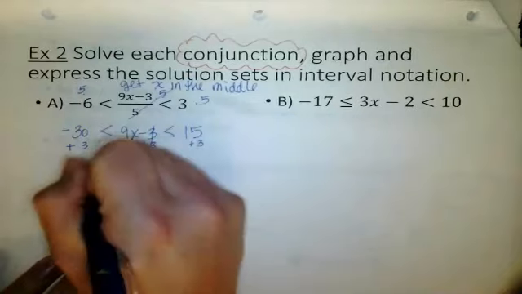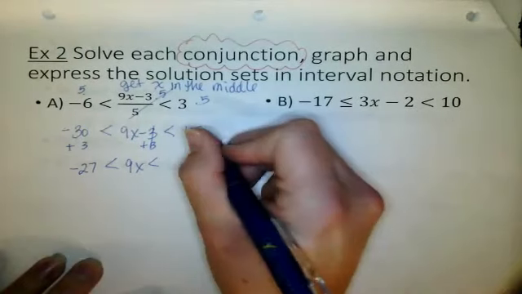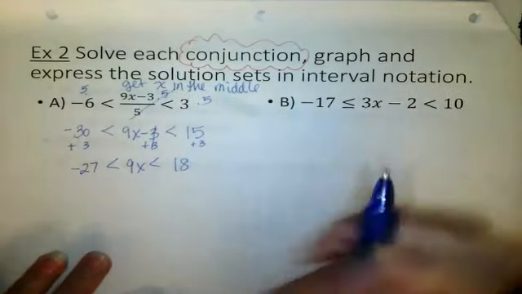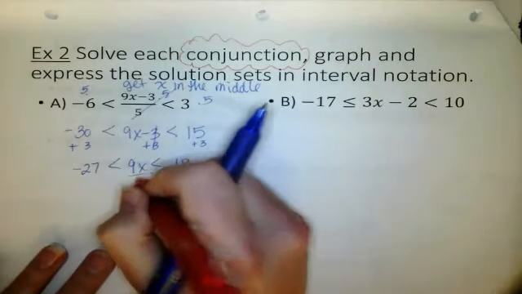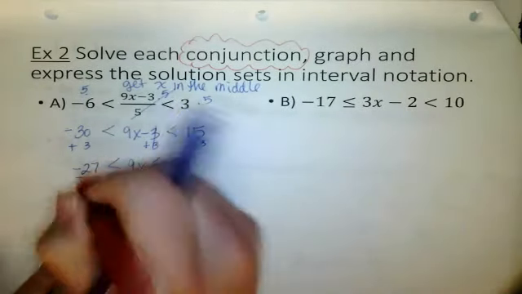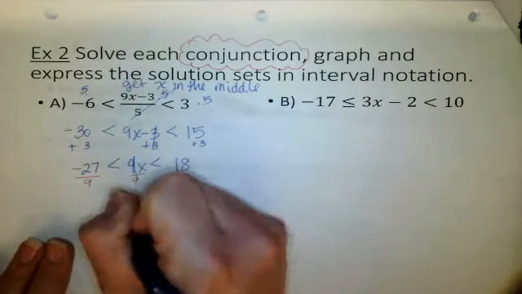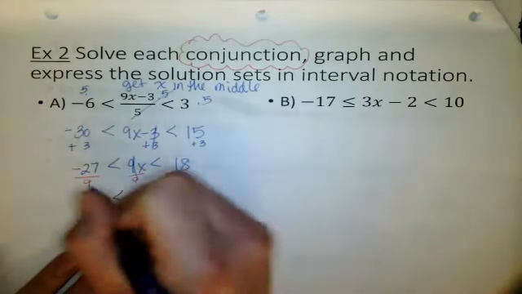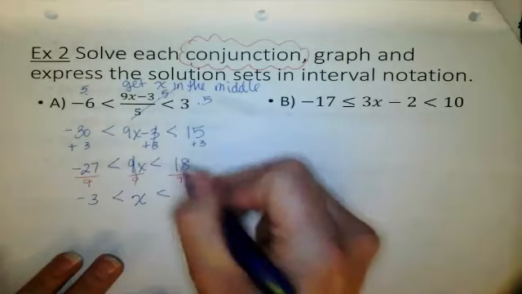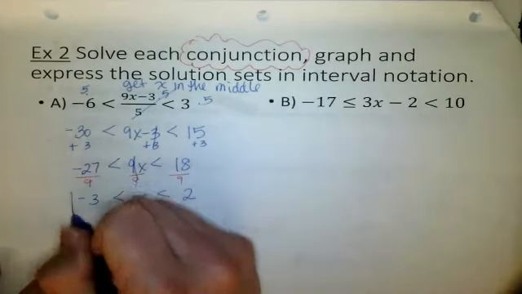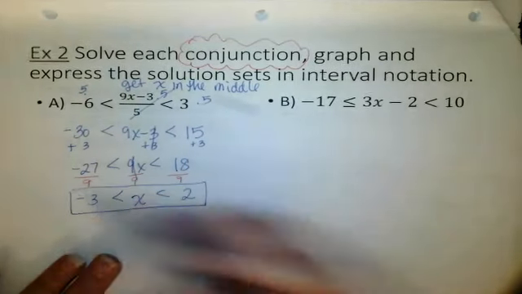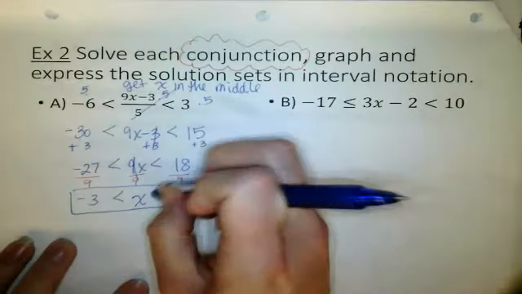-30 plus 3 is -27, and 15 plus 3 is 18. And then we need to divide by 9. Do I need to flip my inequalities? No. So I get x all alone in the middle, and -3 and 2. So this is our compound inequality.